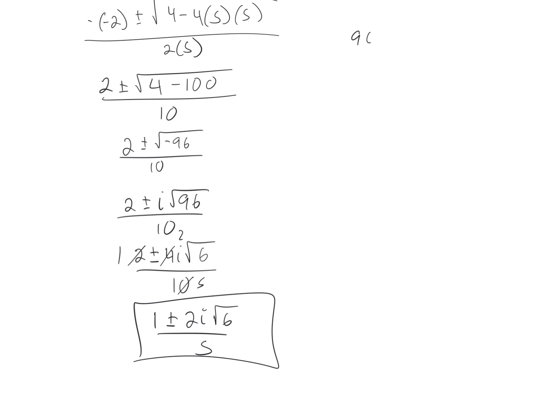So the 96, I can break it up into 6 and 16. And 16 is a perfect square of 4 and 4. That's why the 4 came out and the 6 remained inside of the square root. You could have kept going and done it by 2s or even by 3s. But since we already had it simplified, I just did the shortest version.